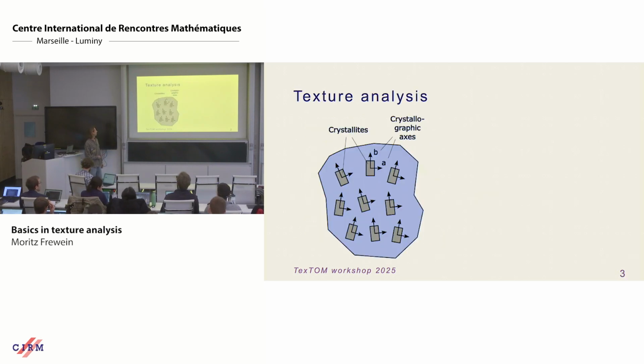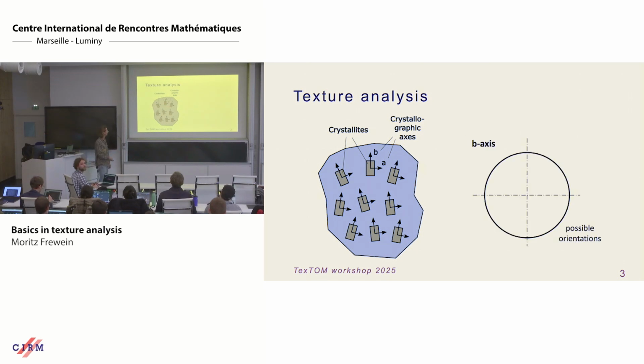So texture in general is a property of polycrystalline materials. Here is a sketch of a material. We have these crystallites, which are arranged in whatever other matrix around here. What is important is that we can define, for example, an orientation based on the crystallographic axis of the crystal. If we want to do some basic analysis on this, for example, we can take the b-axis, and we see that all the possible orientations of this b-axis are here on the circle.